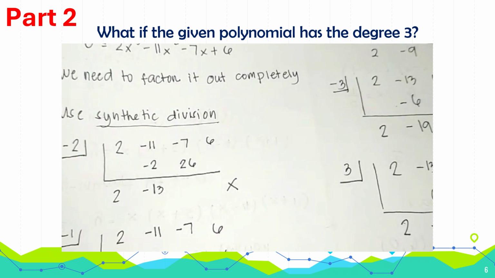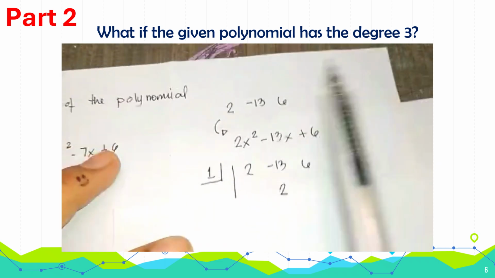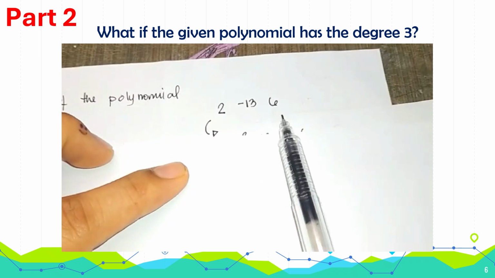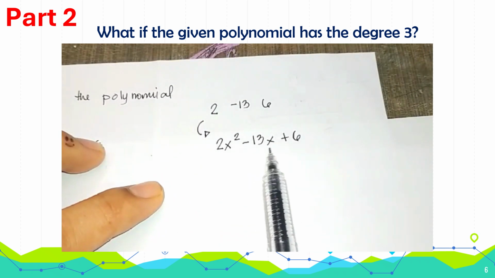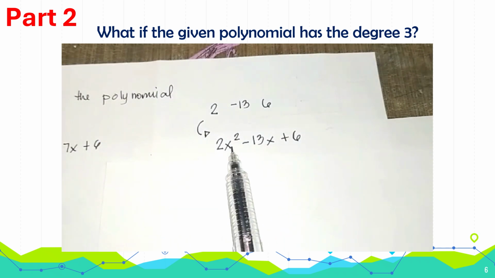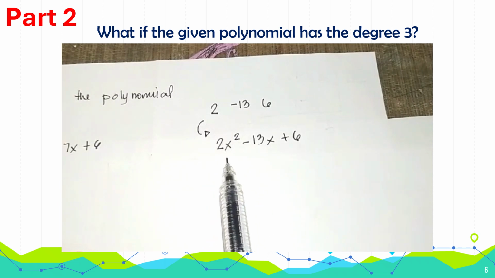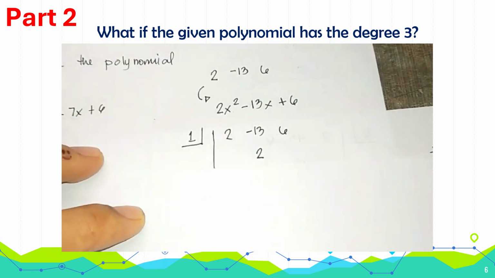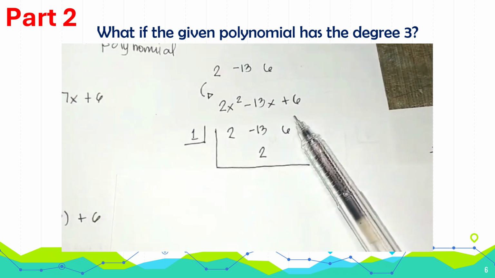So we will start again with this depressed equation. 2, -13, and 6, I rewrite it as 2x squared minus 13x plus 6. Since the original polynomial function has the exponent of 3, for a depressed equation, I started with the exponent of 2. So let us factor out this using synthetic division.